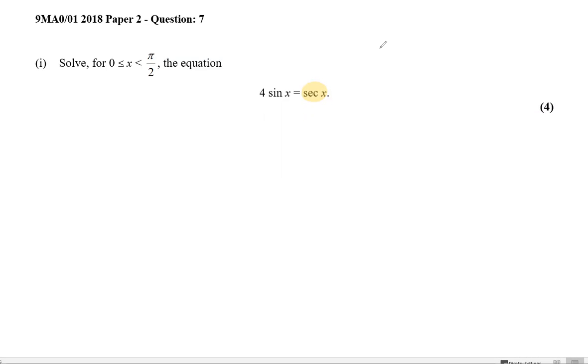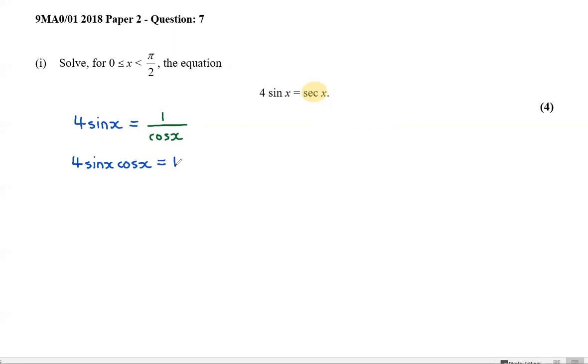So I know that if I take 4 sine x, according to this, if that's equal to sec x, then it must be the same as 1 over cos x, using the third letter rule. Okay, so third letter of sec is c, which means that it's the same as 1 over cosine. Now, multiplying across, I'm going to get this. So I'm going to get 4 sine x cos x is equal to 1.